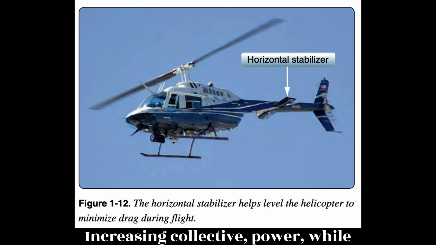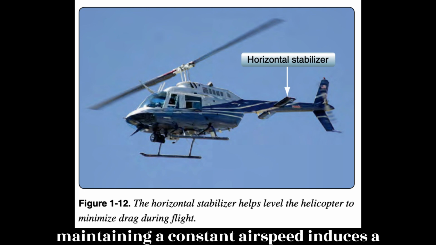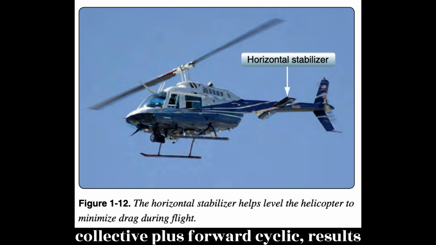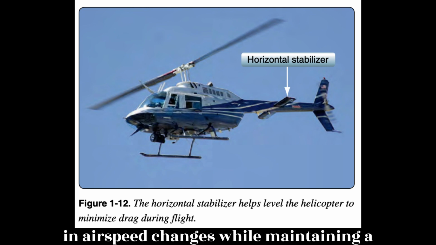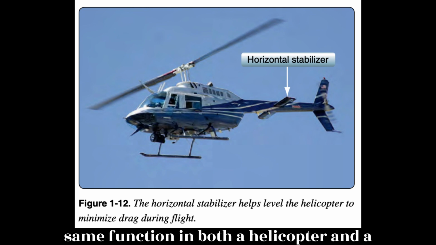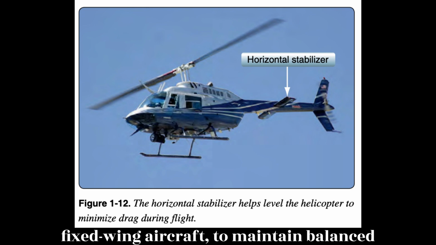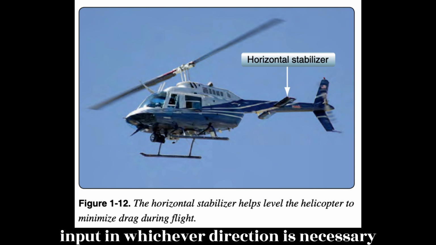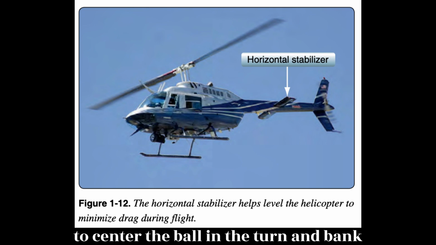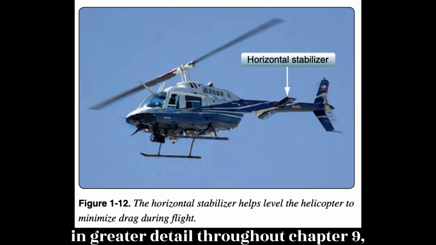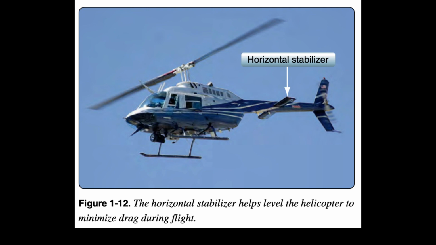Increasing collective power while maintaining a constant airspeed induces a climb, while decreasing collective causes a descent. Coordinating these two inputs, down collective plus aft cyclic or up collective plus forward cyclic, results in airspeed changes while maintaining a constant altitude. The pedals serve the same function in both a helicopter and a fixed-wing aircraft, to maintain balanced flight. This is done by applying pedal input in whichever direction is necessary to center the ball in the turn and bank indicator. Flight maneuvers are discussed in greater detail throughout Chapter 9, Basic Flight Maneuvers.